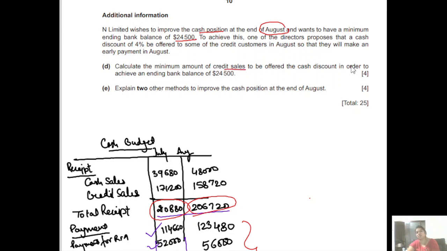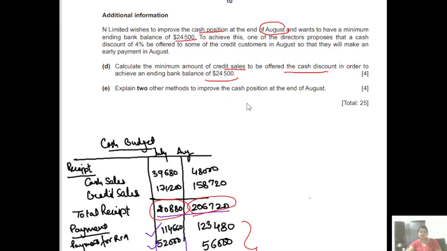How much credit sales do you have to make? What is the minimum amount of credit sales, so that we can offer the cash discount to them and achieve this position of cash? But this is for the month of August. Now listen to me very, very carefully.